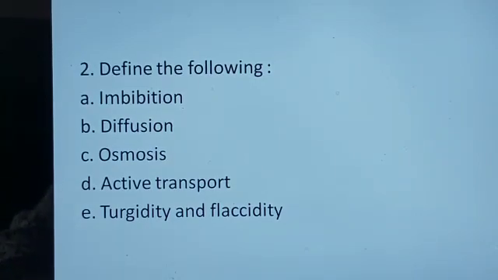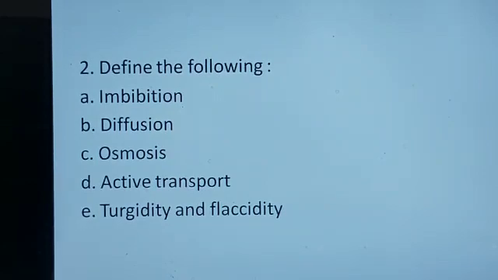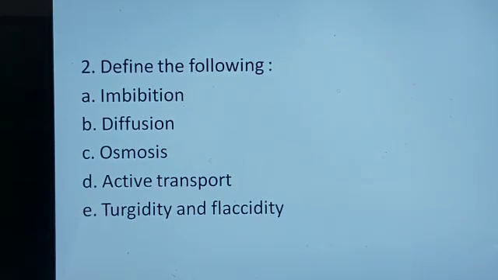Now children, in your standard 10 paper, these definitions surely come. So these are the definitions which you have to understand: imbibition, diffusion, osmosis, active transport, turgidity and flaccidity. Children, if at all you don't have the textbook, you can refer to my previous modules. In the previous modules, I have given the definitions with the keywords. You can make note of these definitions from the module.